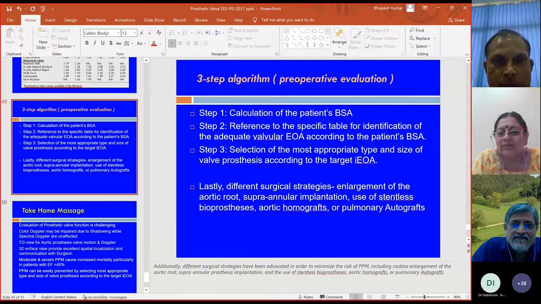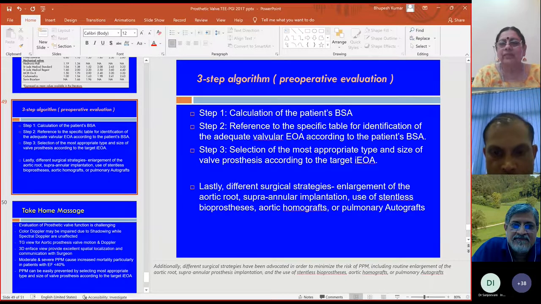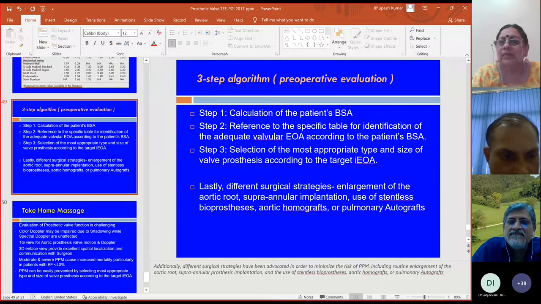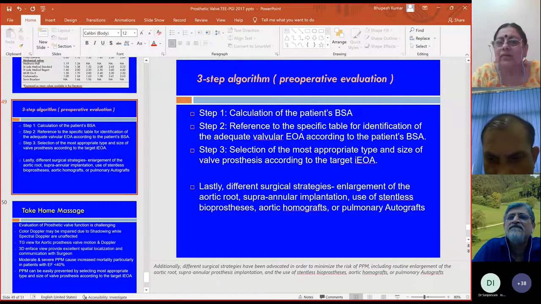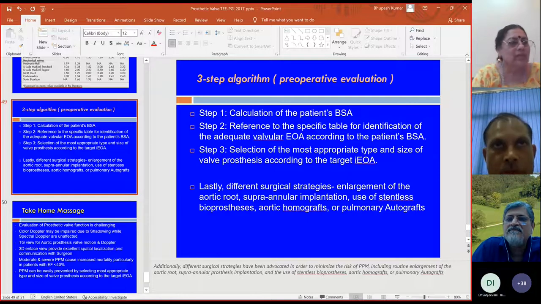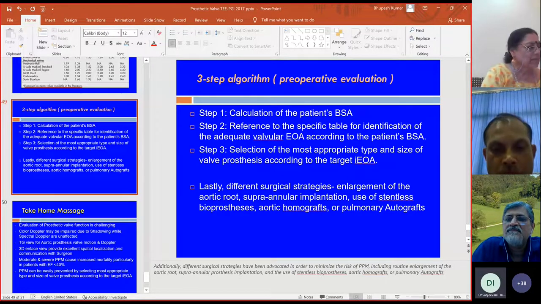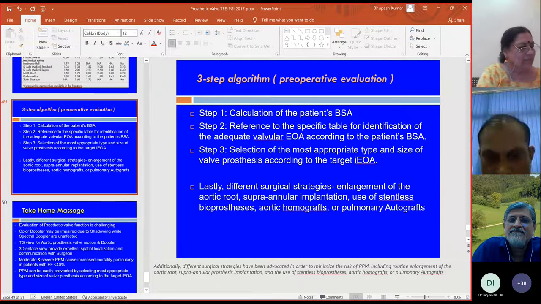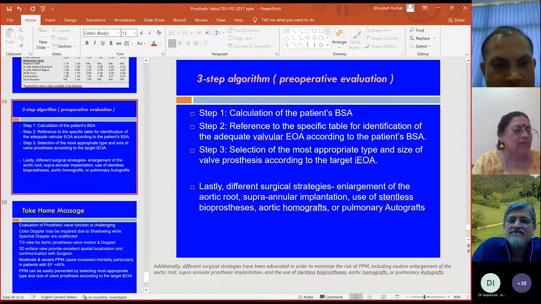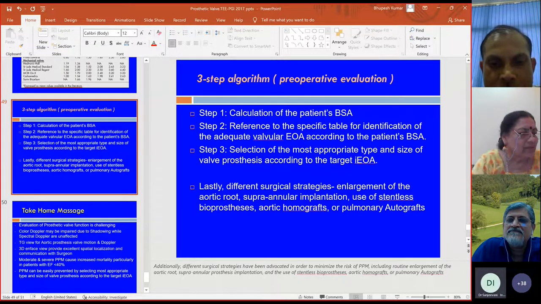Any other points for discussion? Rupa, have you taken the questions from the chat box? There are a few questions there. Importance of DVI for mitral valve, Karthik Hanuman Shetty has asked.